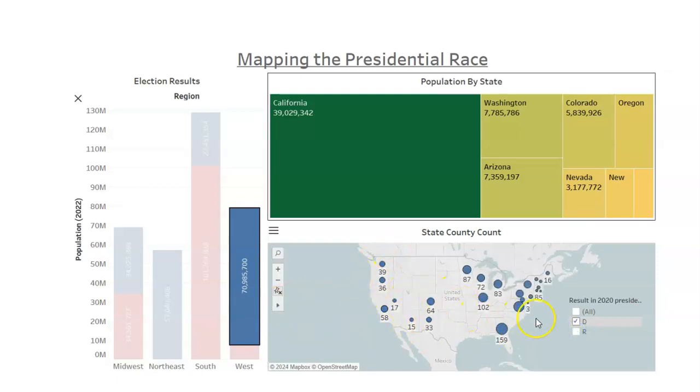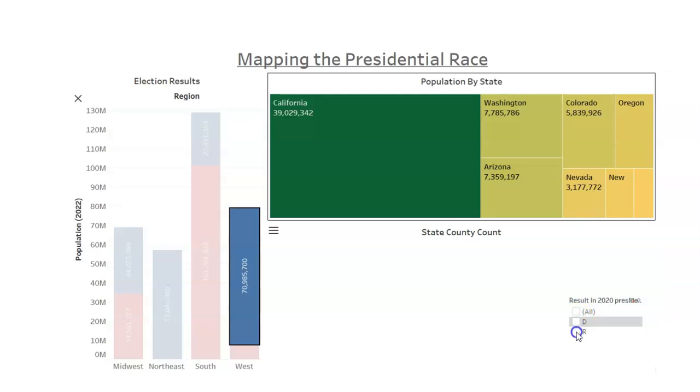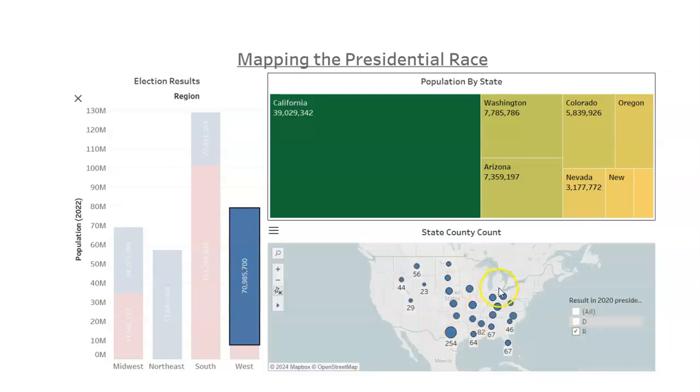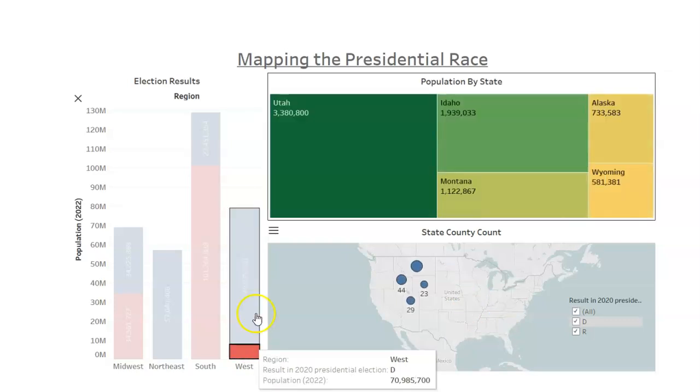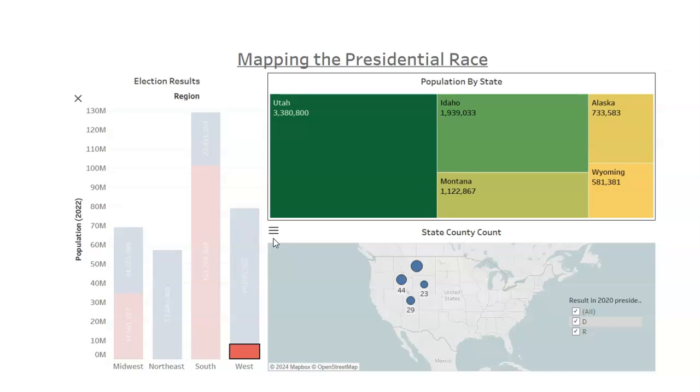And then we can also filter this and give us an idea of the dominance for Republicans, where we're looking at southern states like Texas, Alabama, Mississippi, Florida, complete dominance here in the southern states, and then obviously we have that small percentage for the Midwest as well.